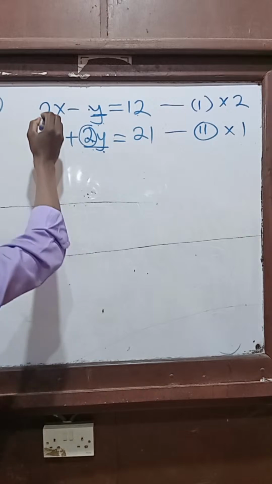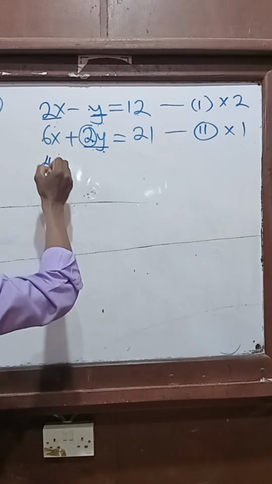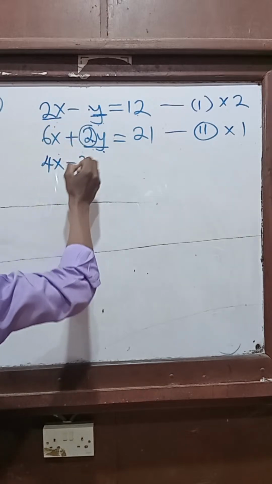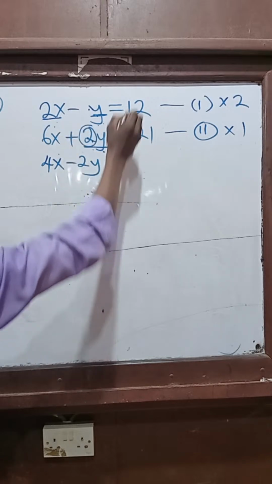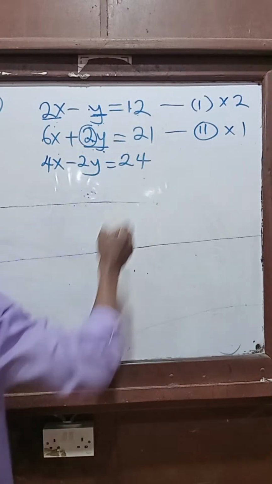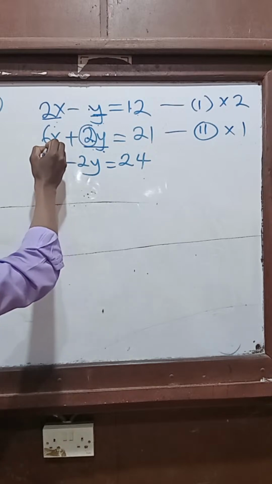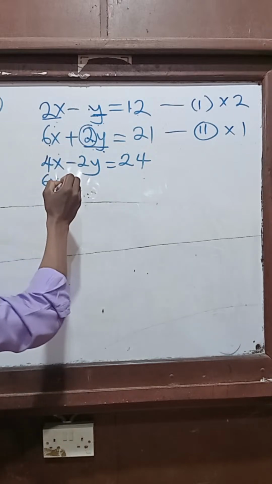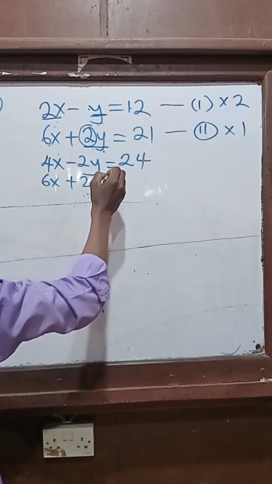So let's get the new equations. Times 2, that's 4x, minus 2y, equal to 24. The second one, times 1: 6x plus 2y equal to what?